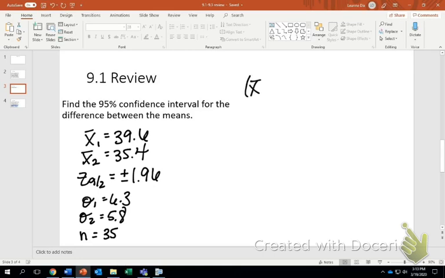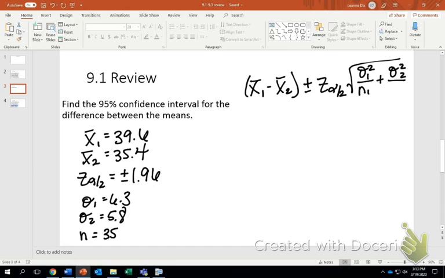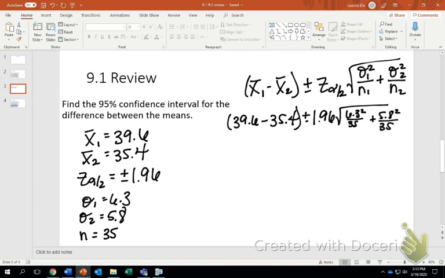So now that we have all of that, we can just plug it into our formula. Remember, that formula is as follows: plus or minus our critical value times the square root of the first piece plus the second piece of that. All right, so we're just going to plug it in now. So this should say 39.6 minus 35.4 plus or minus 1.96 square root of 6.3 squared over 35 plus 5.8 squared over 35. And then we can use a calculator and get our answers.